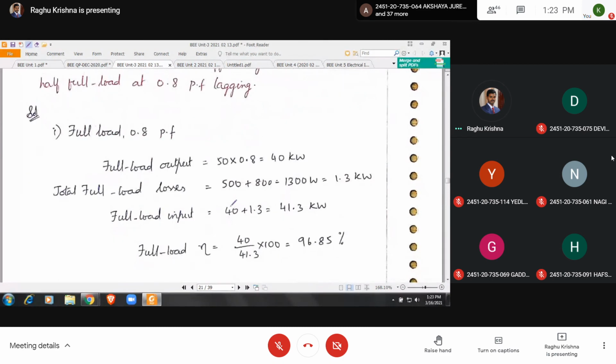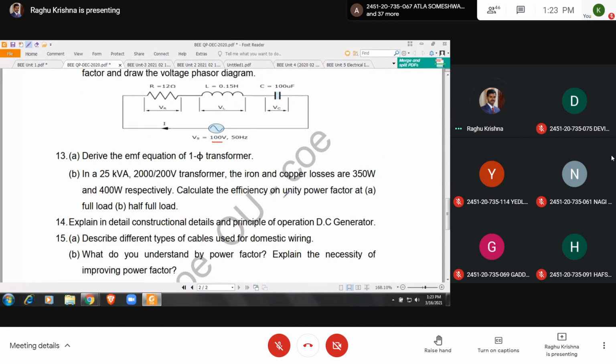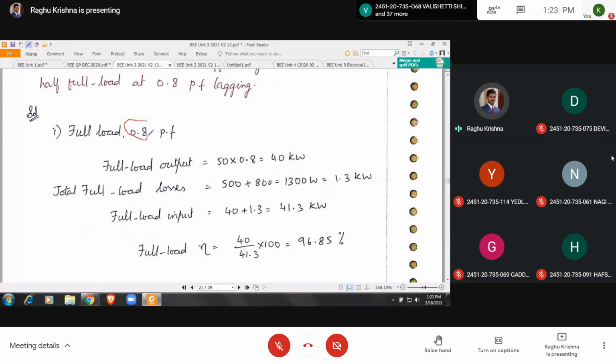If you know 0.8, you can do it for full load at unity power factor. Unity means 1. So instead of 0.8, you have 1 in the question. Unity power factor means you have to take 1 here. Here in the problem it is given unity instead of 0.8, so you have to take 1.